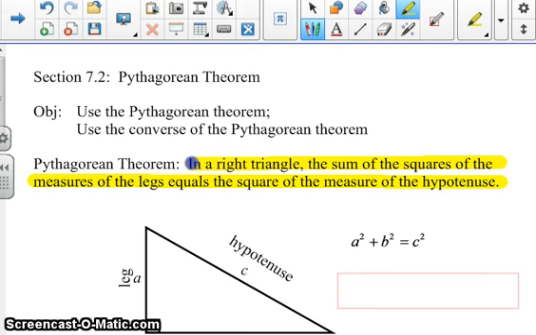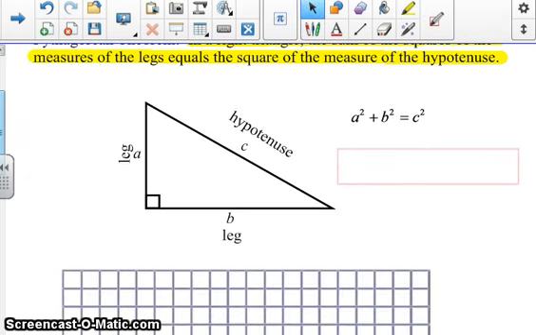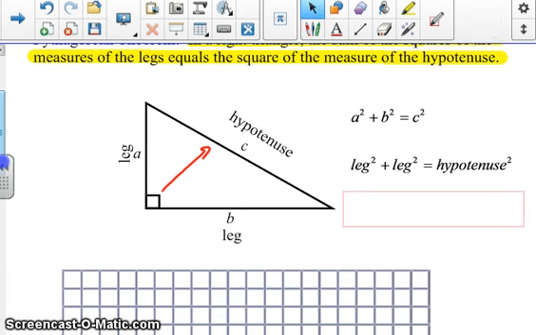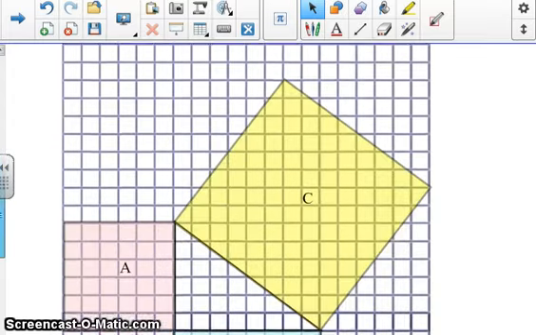equals c squared. In order to do this, you need to remember that the hypotenuse is always the longest side of the right triangle, or opposite the right angle. The other two sides are called legs. Another way to state the Pythagorean theorem is leg squared plus leg squared equals hypotenuse squared. Below you will see one of the demonstrations of the Pythagorean theorem.